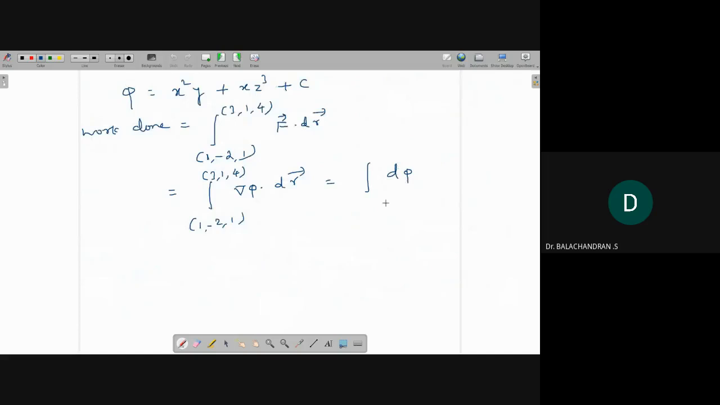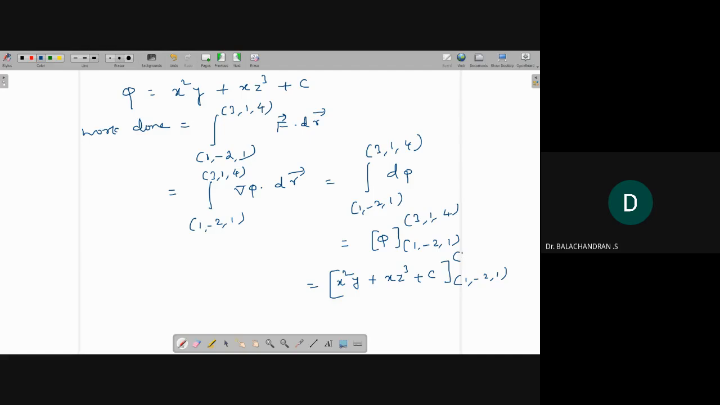So from the point (1, −2, 1) to (3, 1, 4), this is equal to φ evaluated between (1, −2, 1) and (3, 1, 4). Now you know φ. What is φ? x²y plus xz³ plus c. So 9 times 1 is 9, plus 3 into 4 cubed. 4 cubed is 64, so 3 into 64, plus c.